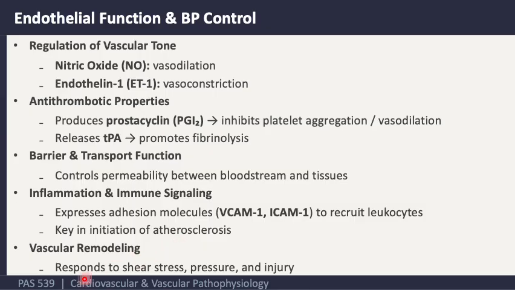And then the endothelium is also very important for vascular remodeling. It responds to shear stress, pressure, and injury.